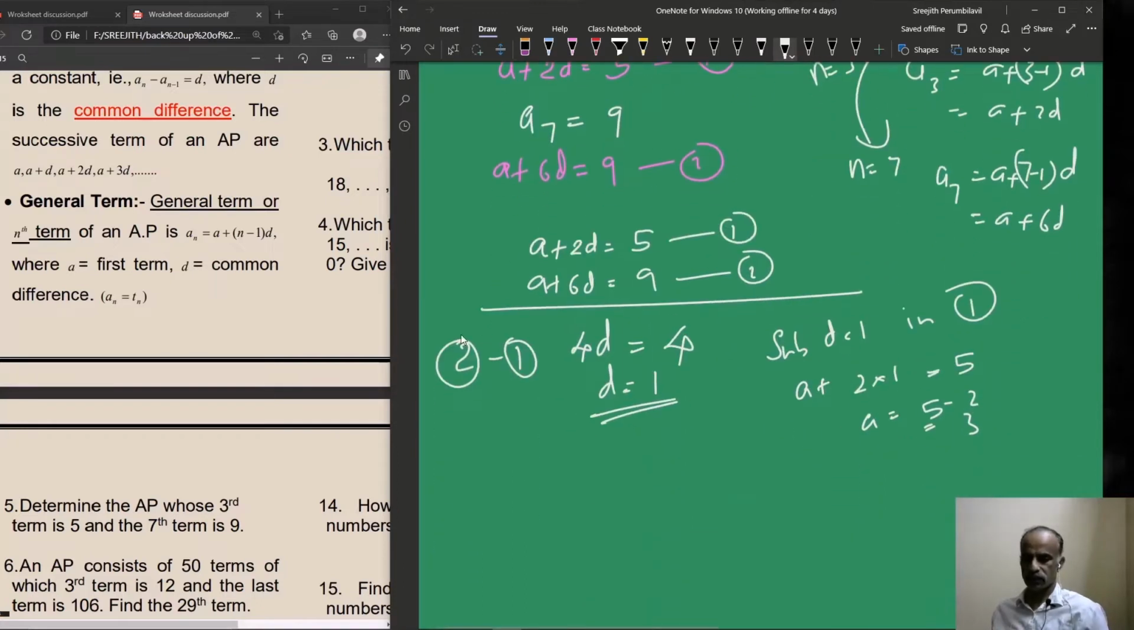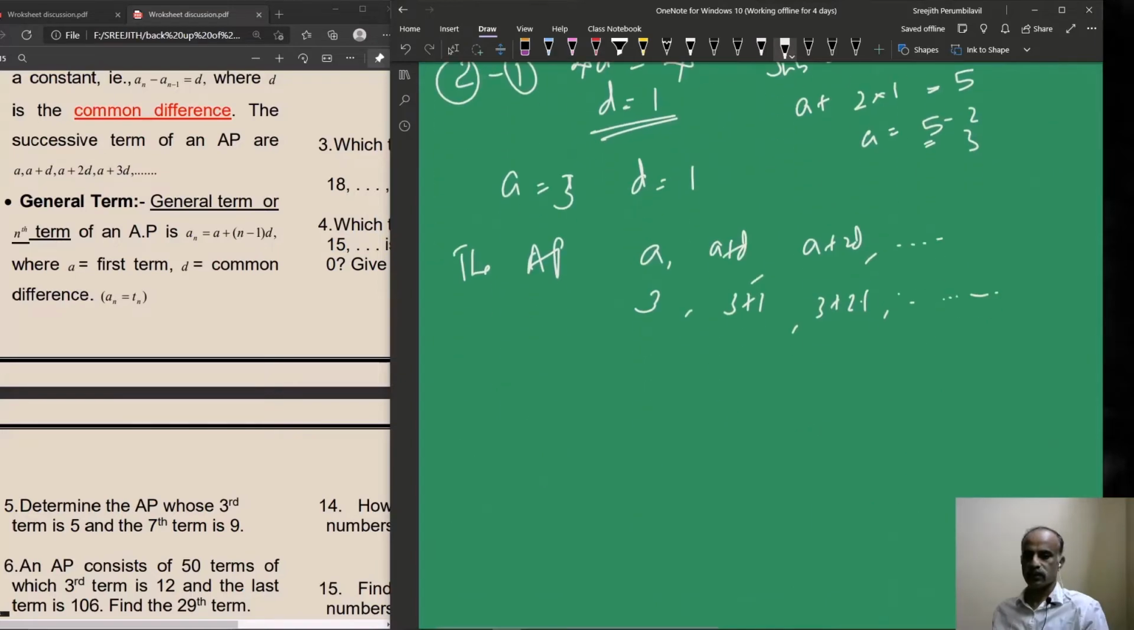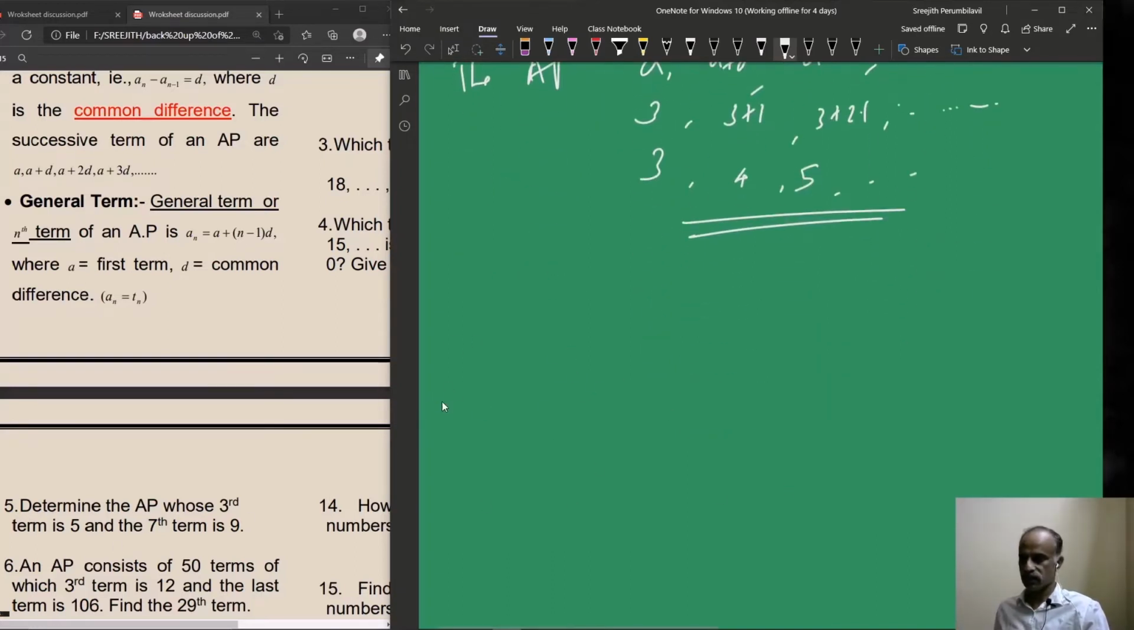So you get an AP where a is equal to 3 and d is equal to 1. What is the AP? The AP is a, a plus d, a plus 2d, etc. That is 3, 3 plus 1, 3 plus 2 into 1, etc. So that is 3, 4, 5, etc. It goes like that. The third term is 5 and the seventh term is 9.